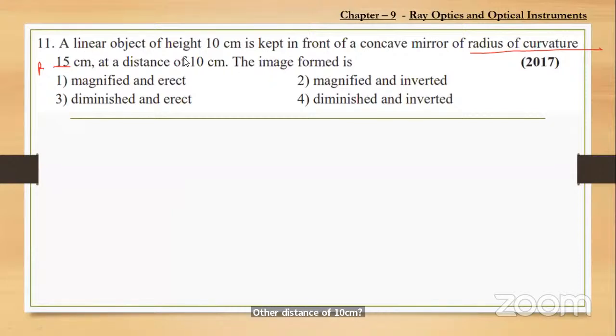The linear object of height 10 centimeter is kept in front of concave mirror of radius of curvature 15 centimeter at a distance 10 centimeter.